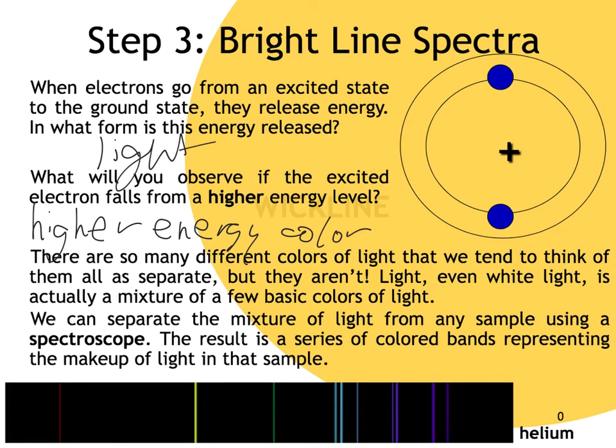Examples of high energy colors of light are colors like violet, purple, and blue, even green. And then lower energy level colors are ones like red and yellow. Those have lower energy, and then the ones over here on the right are higher energy. So there are so many different colors of light that we tend to think of them all as separate, but they aren't. So light, even white light, is actually a mixture of a few basic colors of light.